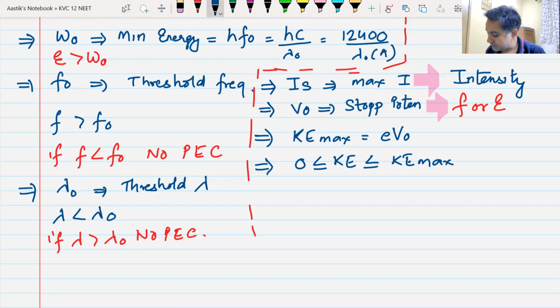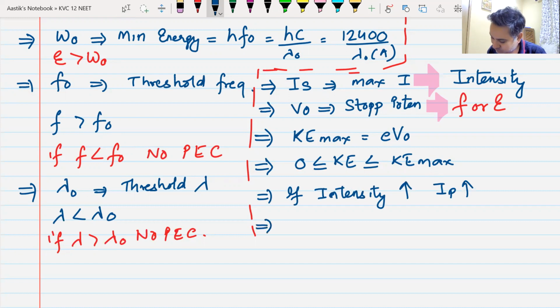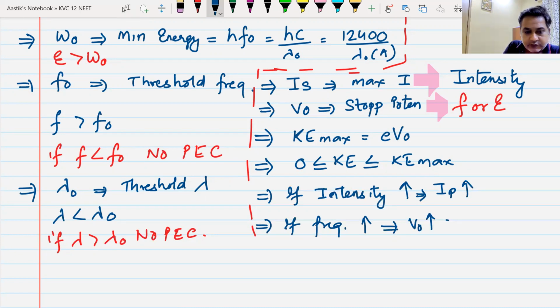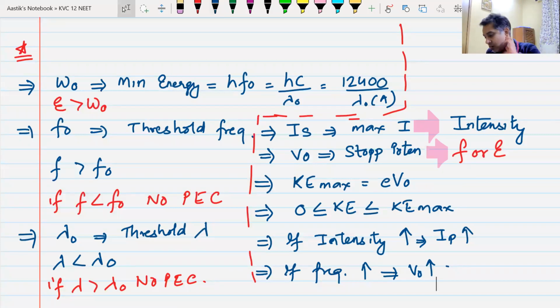Or I can add more points here. If intensity is increased, the photoelectric current increases. If frequency is increased, stopping potential increases. Do we understand this, or has this gone above our head?